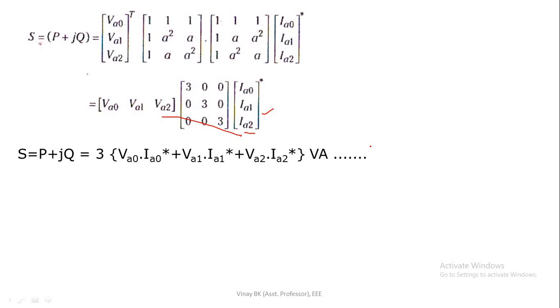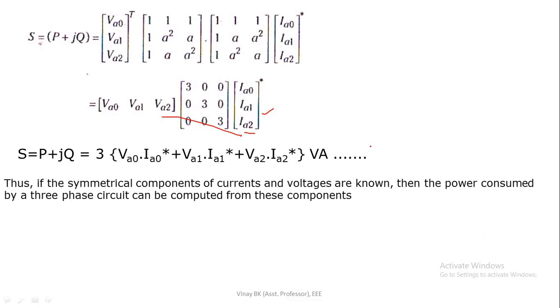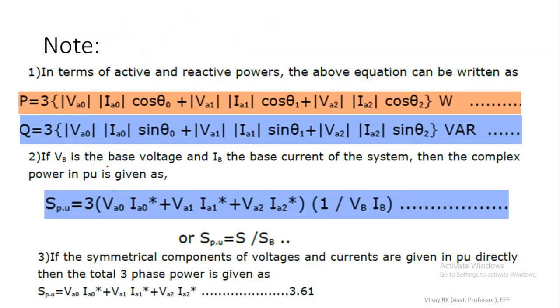3 into VA0 into IA0 conjugate plus VA1 into IA1 conjugate plus VA2 into IA2 conjugate. So if the symmetrical components of current and voltage are known, then the power consumed by a three-phase circuit can be computed from these components, that is from zero sequence, positive sequence, and negative sequence, multiplied by 3, we can get the complex power values. So note this before solving the problem.